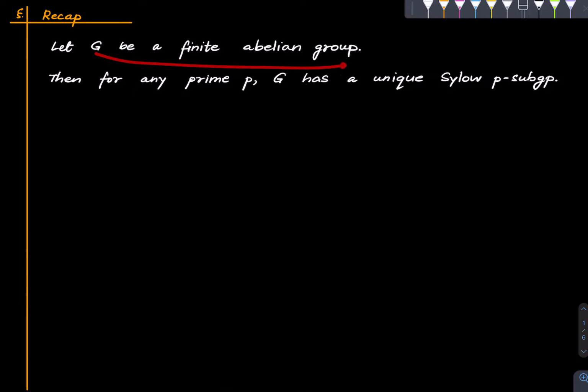Okay, so we have a finite abelian group, and let us recall just one fact: if we have a finite abelian group, then for any prime p, G has a unique Sylow p subgroup. This uniqueness just comes from the fact that any two Sylow p subgroups are conjugate, and in an abelian group, two conjugate subgroups are actually equal because of commutativity of the group.